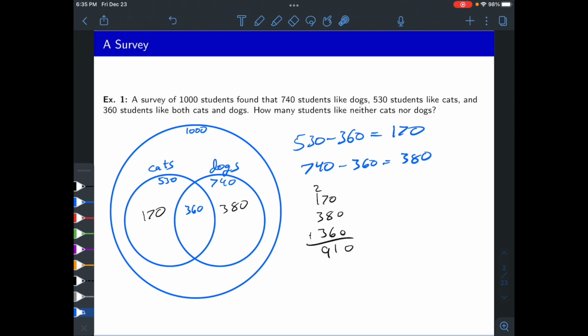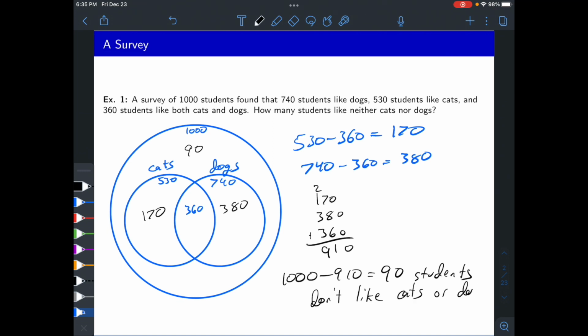And notice that we could not just add 530 to 740, because then we would be double counting everything in the middle here. So there are 910 inside of those two bubbles, and so there are 1,000 minus that, which is equal to 90 students outside of the bubble. So put 90 right there. So 90 students don't like cats or dogs.